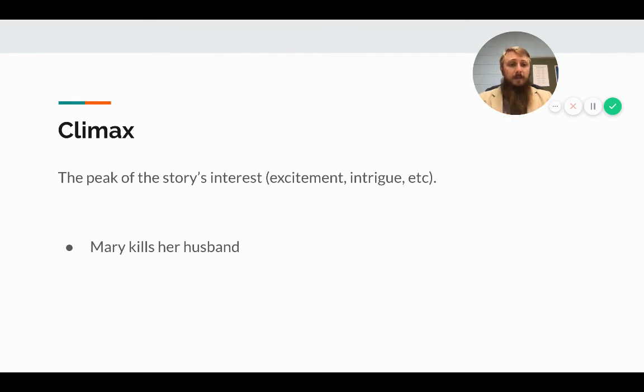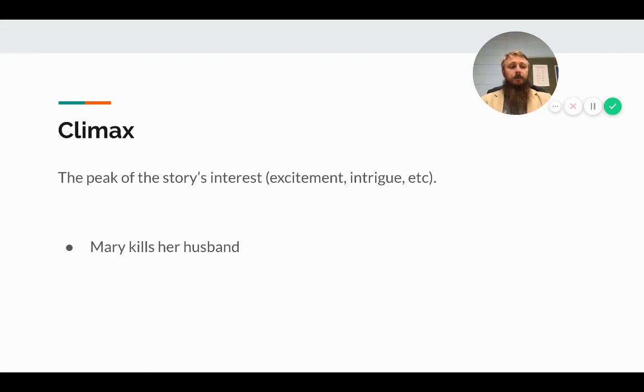And then we have climax. This is going to be the last piece that I talk about today. The peak of the story's interest, the excitement, the intrigue, the most exciting part of our story is the climax. In Lamb to the Slaughter, Mary kills her husband. That is the climax of our story.